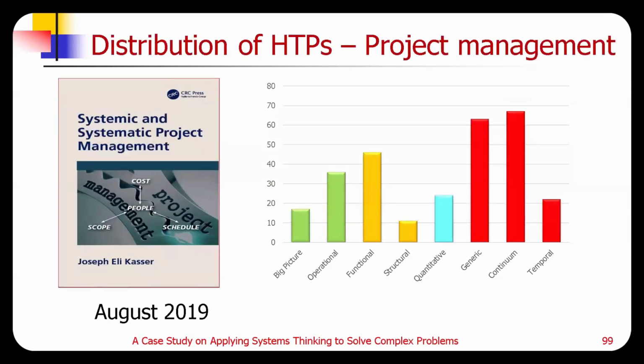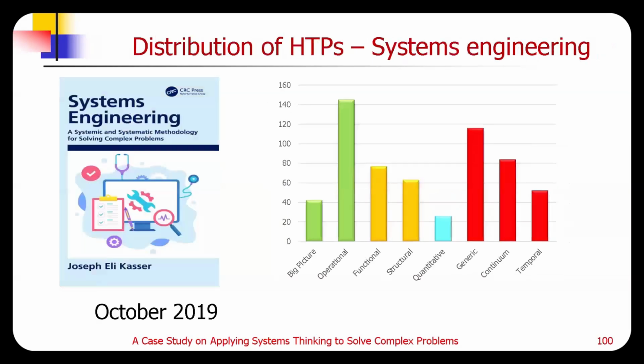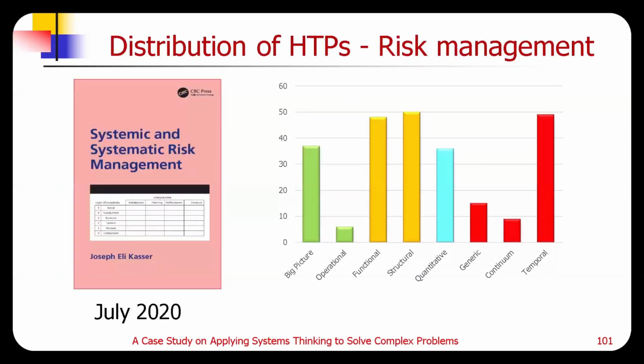In my book on systemic and systematic project management, again, generic and continuum are way up there because managers are solving problems. And managers are dealing with the operations and functions being performed in the projects. On the other hand, the systems engineering book contains a lot of references to the operational perspective because systems engineers are visualizing systems in operation, understanding the current system in the current situation, and conceptualizing the solution system. And they also use a lot of generic and continuum perspectives to create their solutions. And in the risk management book, you can see functional and structural come way up because people are looking at risks in functions and structures, failures, and so on. Quantitative perspective is way up because all these risks and probabilities are assigned numbers, and it's temporal because they're looking into what could happen in the future. I found that real interesting.